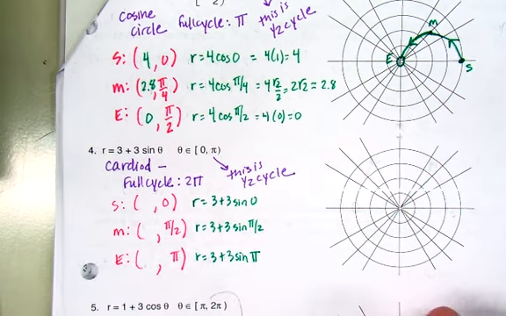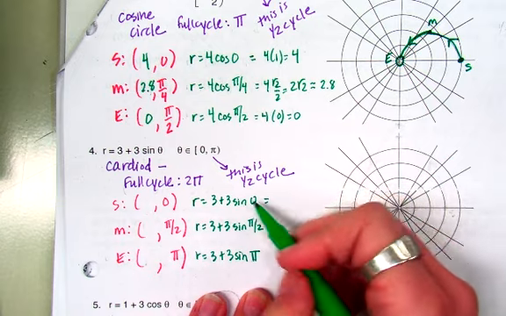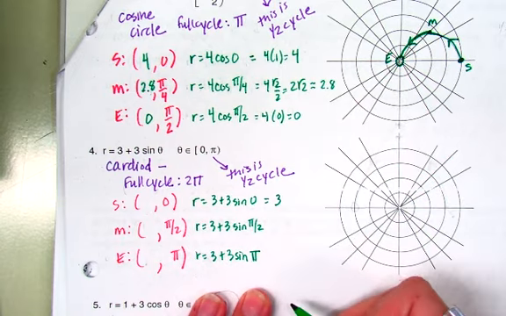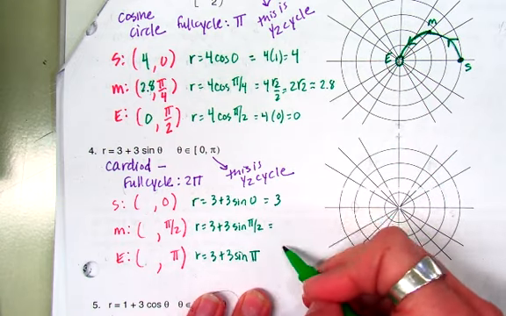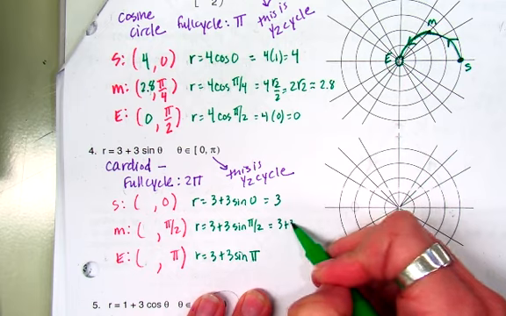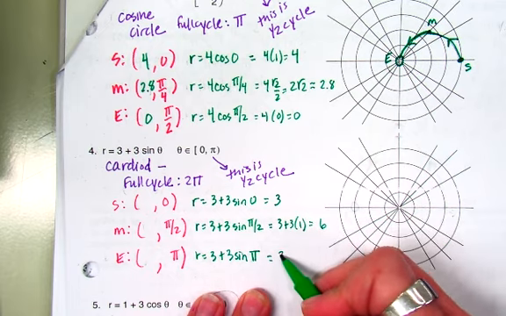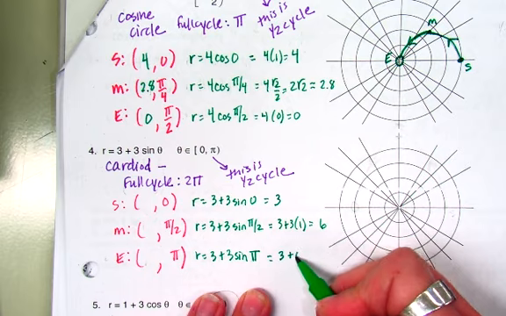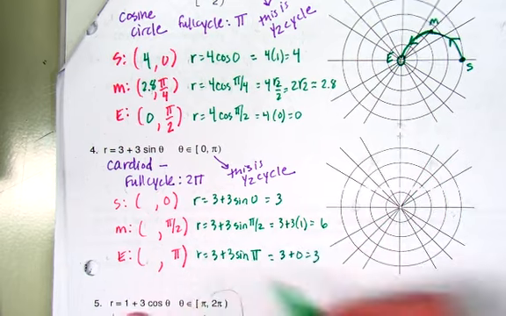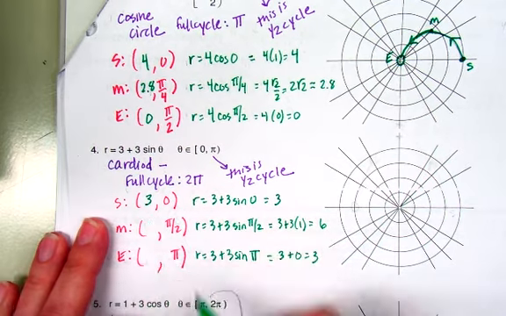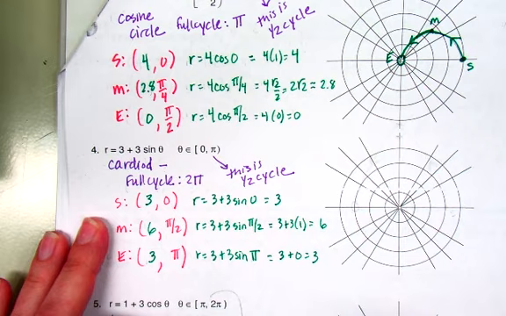As I work these out, and again, you can work this out, you know what these are. This should just give us 3, because that's 3 plus 0. This one should give us 3 plus 3 times 1, which is 6. And this one again gives us 3 plus 0, which is just 3. So I have 3, 6, 3 for my points.